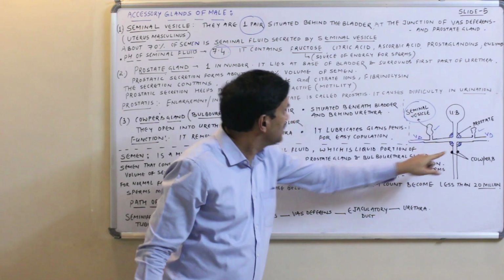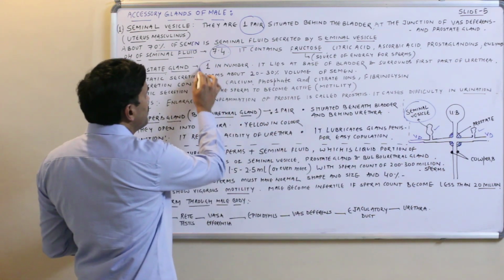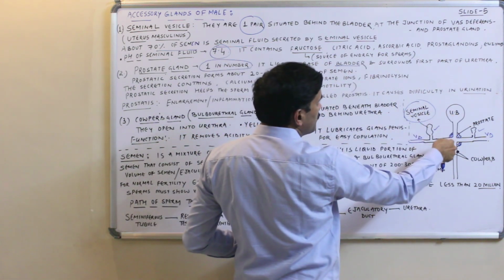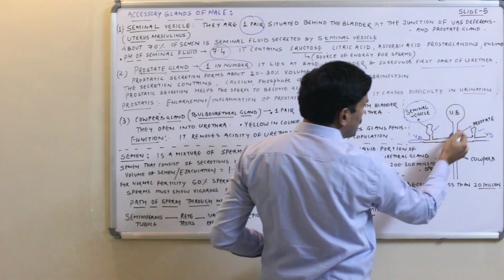Okay, now coming to the prostate gland. This is the prostate gland. The prostate gland is 1 in number. It lies at the base of the bladder. You can see it at the base of the bladder, and it surrounds the first part of the urethra.